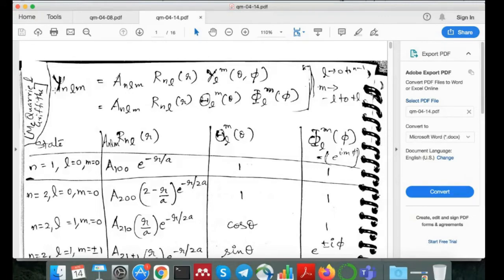L can only go from 0 up to N minus 1, right? That's what I've written here. And M can go from minus L to plus L. So there are N different values of L, and there can be a total of 2L plus 1 values of M for every value of L. So these are the two.